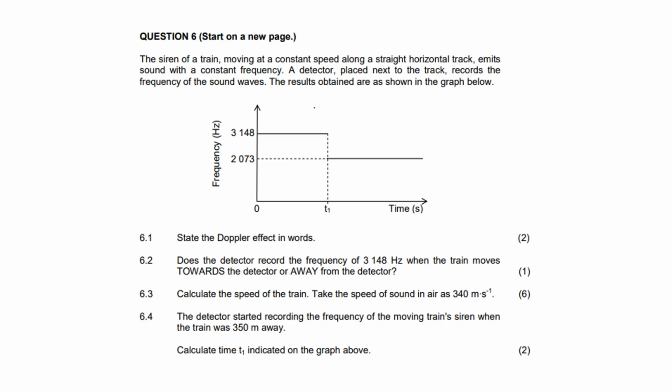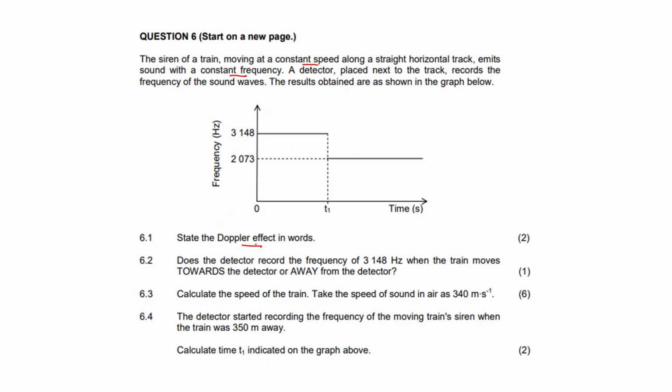Hi guys, let's look at this question where the siren of a train moving at a constant speed along a straight horizontal track emits sound with constant frequency. A detector placed next to the track records the frequency of the sound waves, and the results are shown here below. Okay. 6.1.